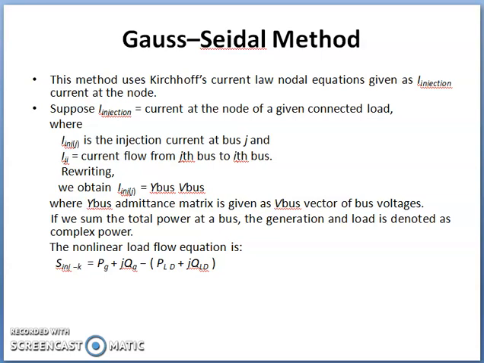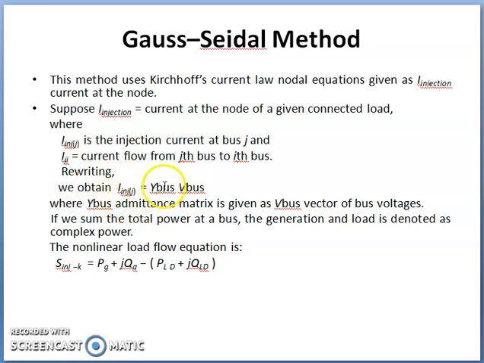As you already know, in the Gauss-Seidel method we use Kirchhoff's current law nodal equations, which are represented as I injection, that is, the current at the particular node. Suppose I injection is the current at the node of a given connected load, where I represents the injection current at bus i, and if I want to mention I_ij, it is the current flowing from the jth bus to the ith bus.